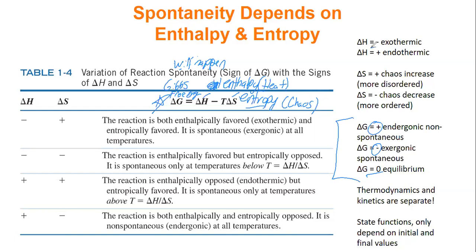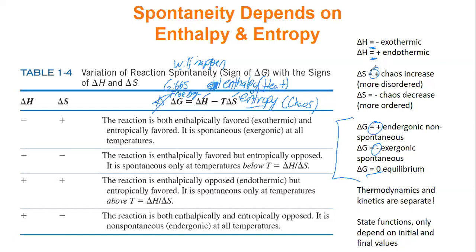So if a process has negative enthalpy, it's exothermic. Exo, think of it like exiting. If you're exothermic, heat is exiting your body, which is good if you want a reaction to happen. If it's endothermic, delta H is positive. Heat is going inside your system. Not good if you want a reaction to be spontaneous.